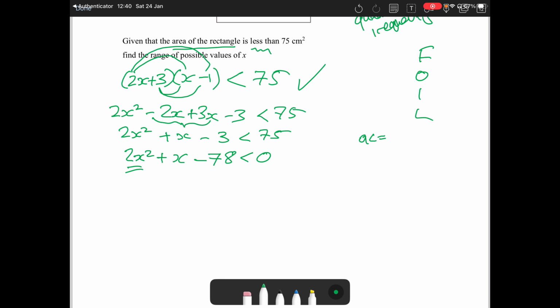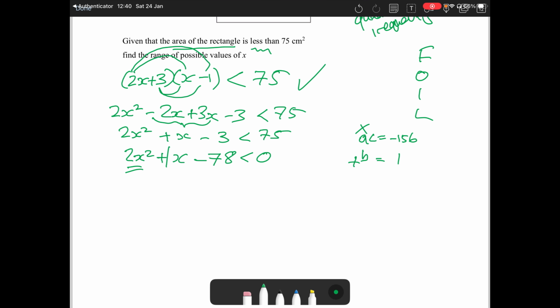So AC would be, well, A is 2, C is negative 78, so minus 156, and B, because there's no number in front of x, it's 1. So remember, AC means what two numbers would multiply to give that and add to give that. So I'm thinking of two numbers that are 1 apart that multiply to 156. Can I get that easily? That doesn't look too hard. Let me try 12 times 13. Oh, I lucked out.